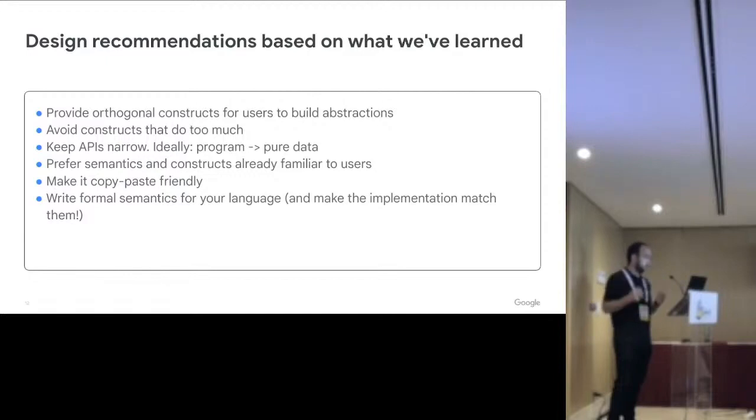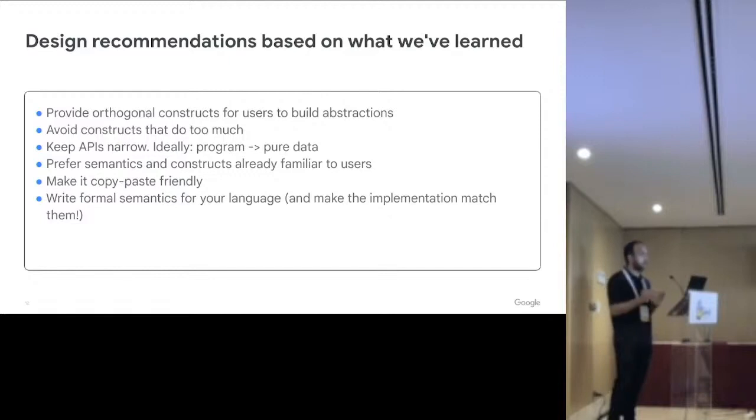Another tip, keep the APIs narrow. Ideally, an API that takes a full program and then returns you pure data. That's basically the basis for the validation tools that we have, and it's also the basis for the diffing tools that we offer that other folks in the workshop will go over.